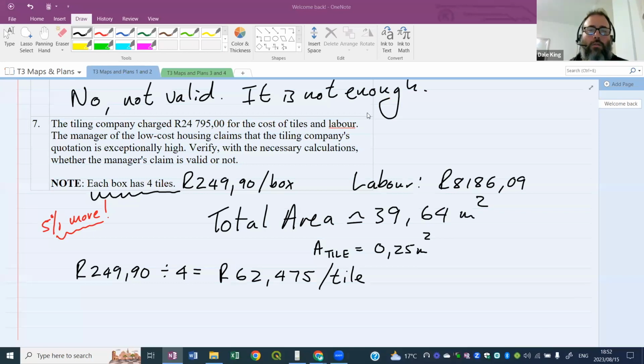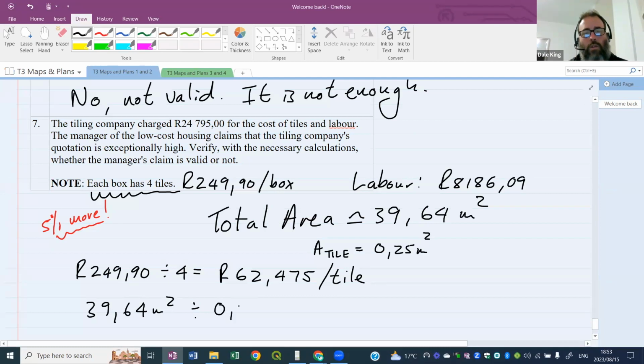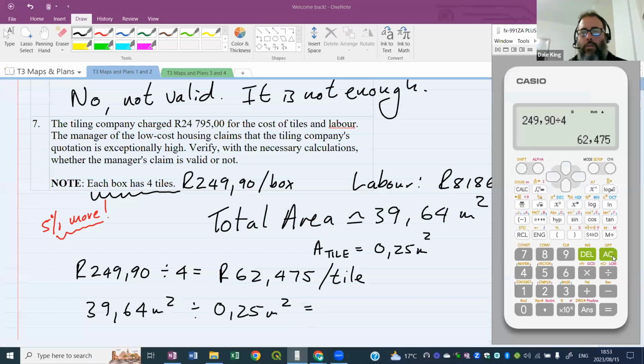Emmanuel, quickly tell me, what must I do? So you have to take the area of the whole place that you have to tile and divide it by the area of the tile. All right, stay with me while we get that answer. So 0.25. So 39.64, just check your calculation. I'll check on my side. Divided by 0.25. What are you getting, Emmanuel?